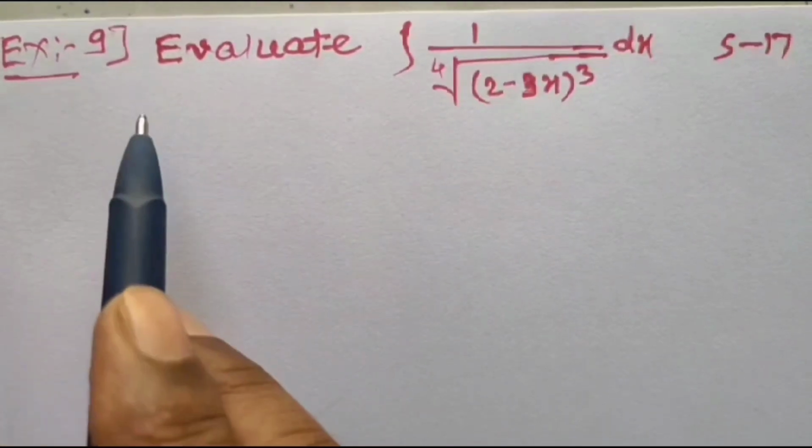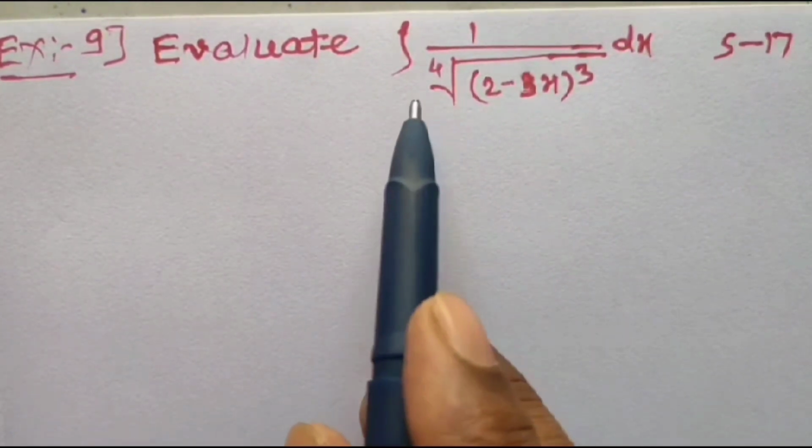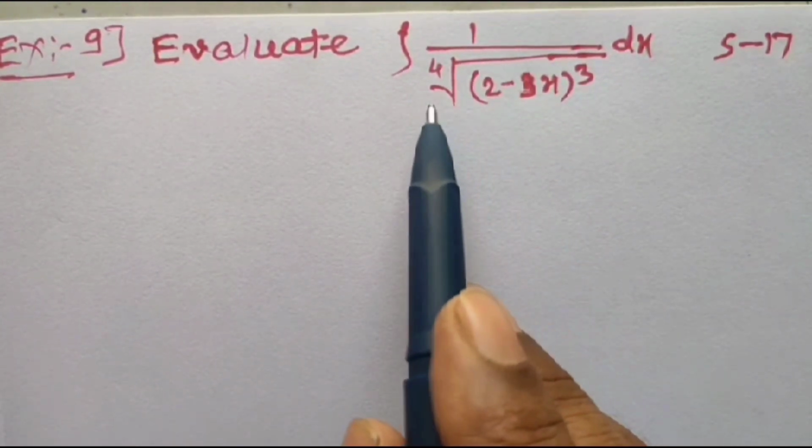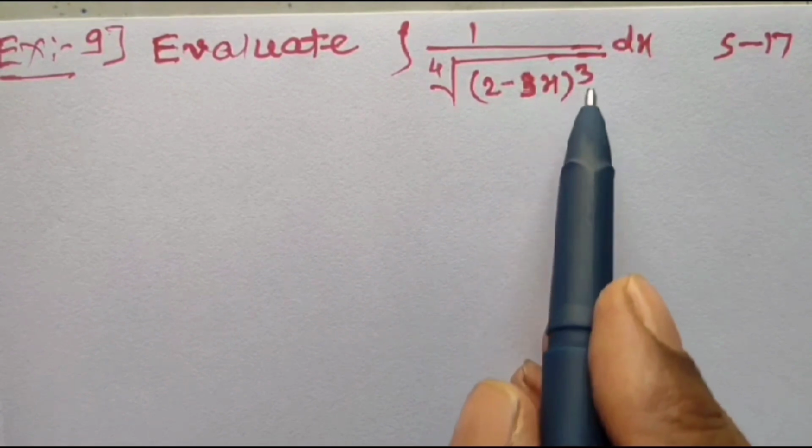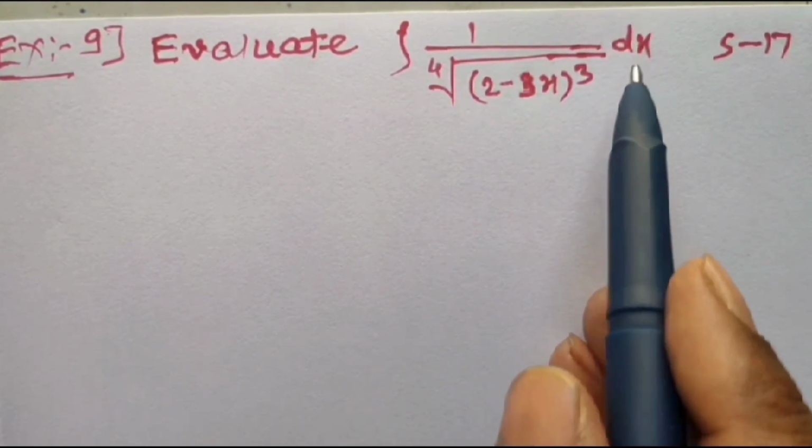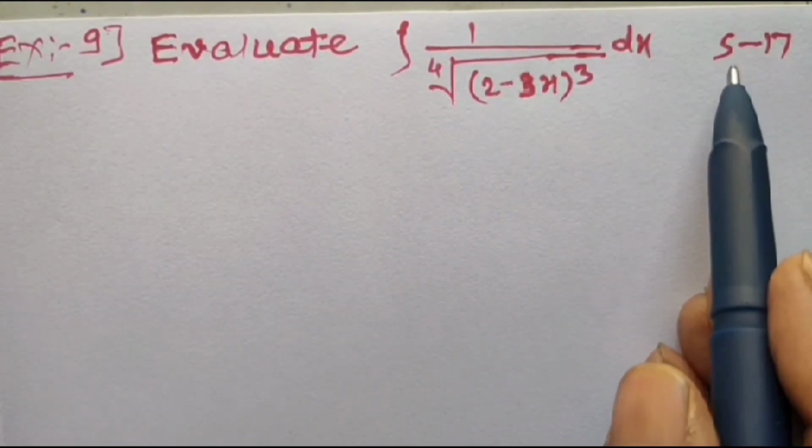Let us solve sum number 9. Evaluate the integral of 1 upon the 4th root of (2 minus 3x) cubed, with respect to x. This sum appeared in summer 17.